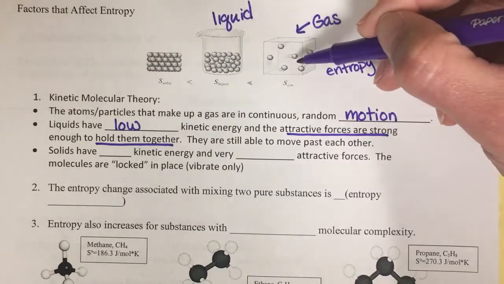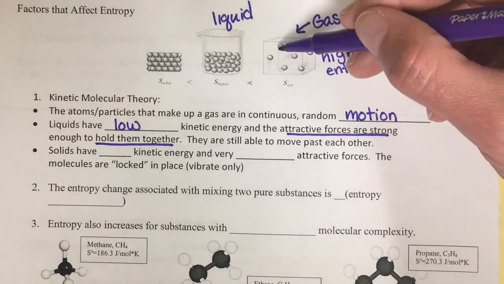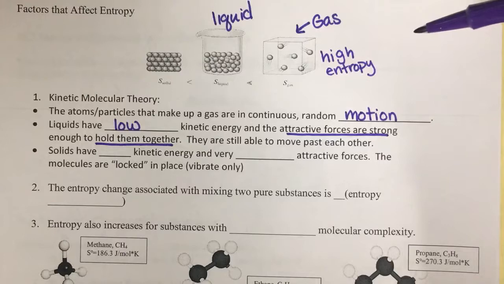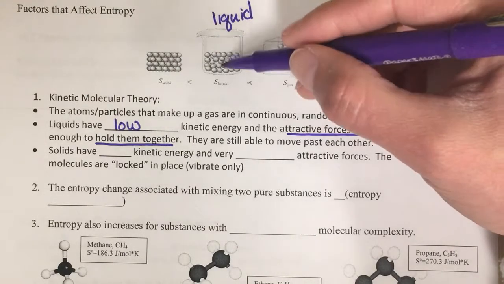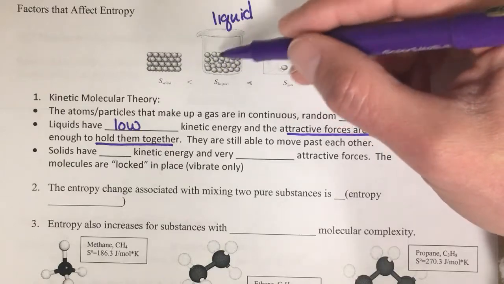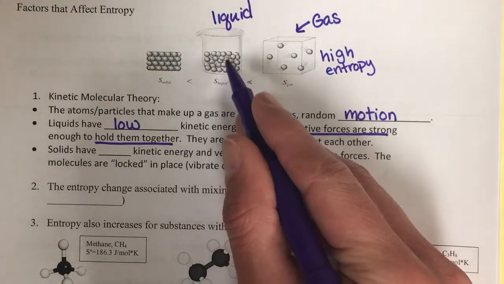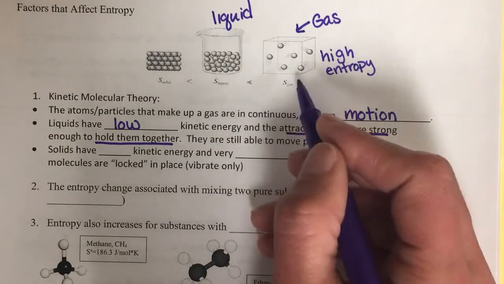They slide past each other, they move past each other, but they're still in contact. We said our gas, the volume can change depending on the size of the container because there are no forces between those molecules. Our liquid has those forces. Because it has the forces, there's a lot more order, so the entropy in a liquid is smaller than the entropy in a gas. Okay?